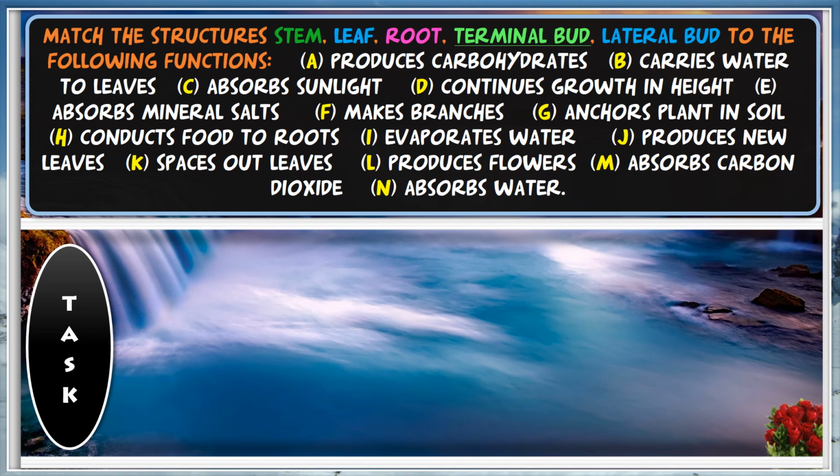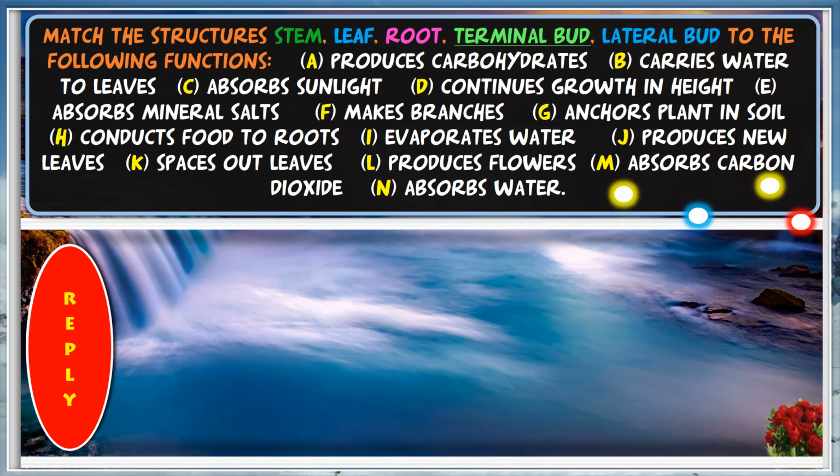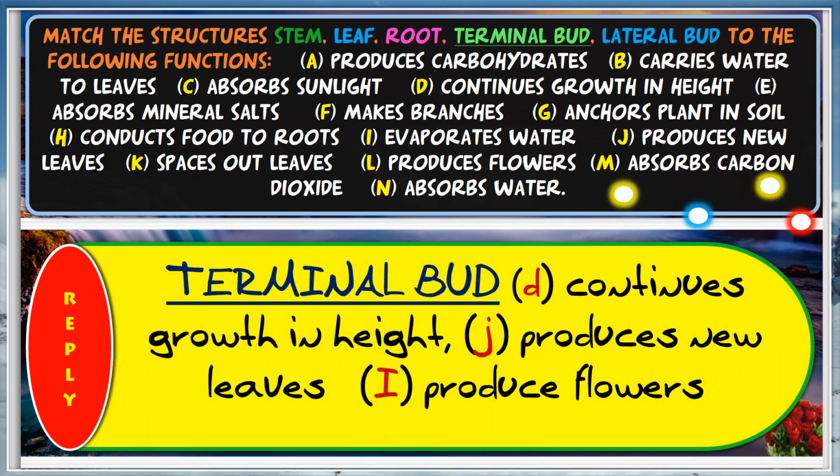Terminal bud. D, continues growth in height. J, produces new leaves. And L, produces flowers.